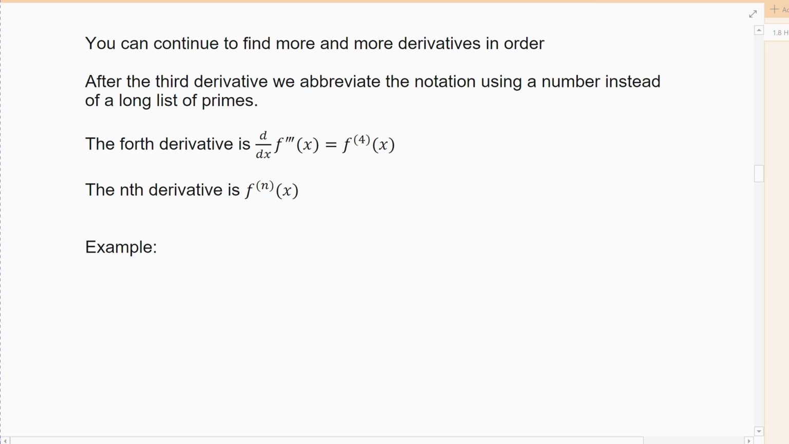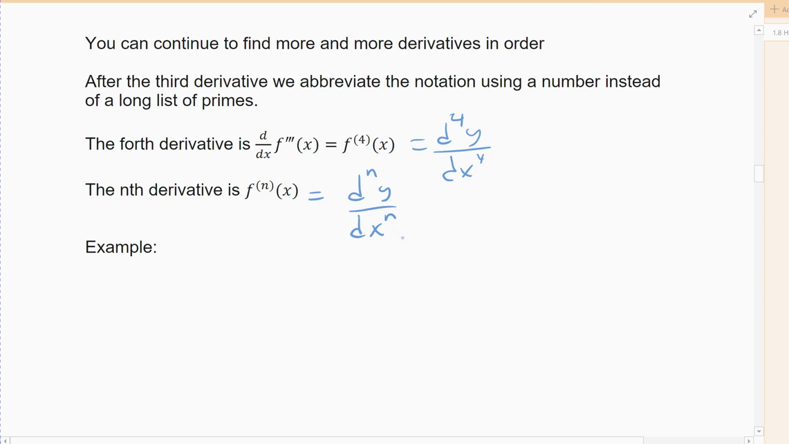And what they do is they replace, instead of doing 4 primes, 5 primes, 6 primes, after the third derivative they start replacing this up here with a 4. So this would be the derivative 4 times of my function with respect to x. Again, they replace whatever this is, the derivative n times with respect to x, n times. And I can take as many derivatives as I want.